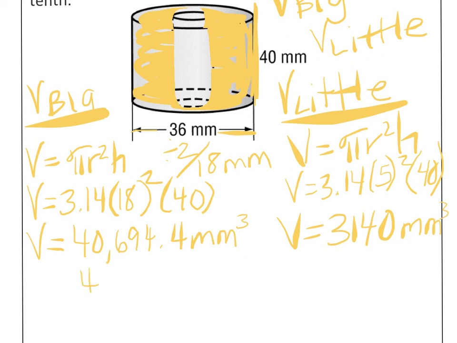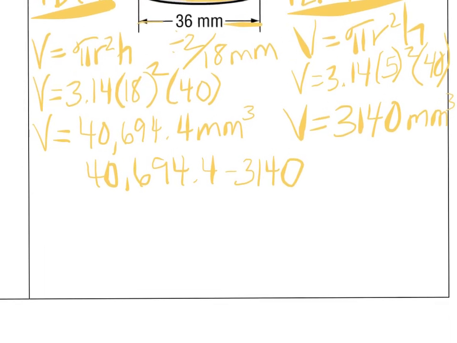So 40,694.4 minus 3,140. And after I subtract those, then that's going to tell me the volume of what's remaining. So that turns out to be 37,554.4 millimeters cubed.